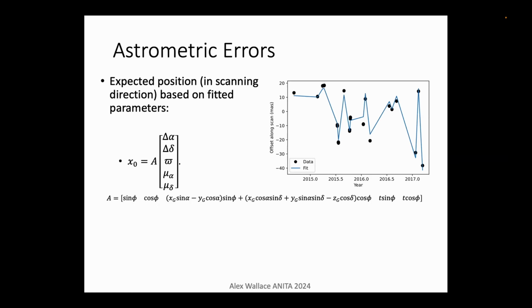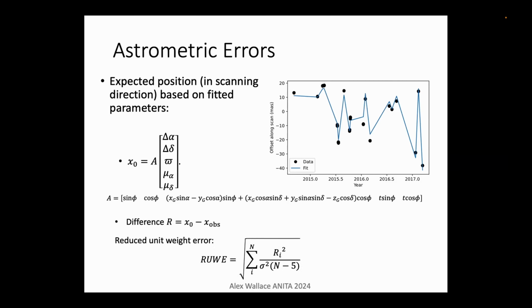I'm sorry to bring up all these equations so late in the day, but we have this matrix A, which is an n by 5 matrix, where n is the number of our observations, and it's simply the sine and cosine of the scanning angle, and this very long term, which depends on Gaia's position at various times, and that basically tells us how the star's position changes depending on the parallax. And then the last two terms in that matrix refer to the proper motion.